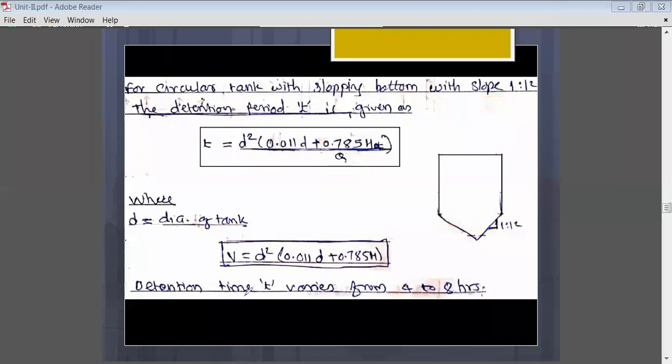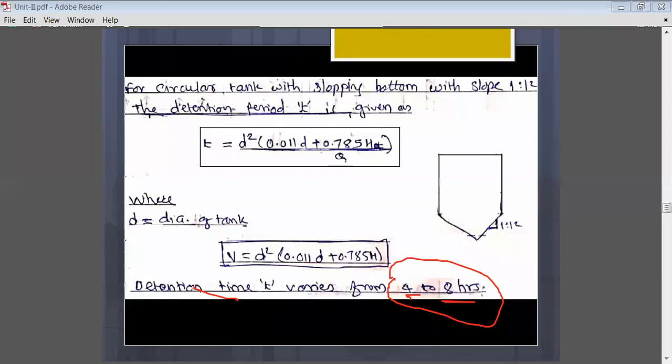The detention time t may vary from 4 hours to 8 hours depending upon the dimensions of the tank and the sediment load. This time is nothing but the detention time or detention period. It will vary from 4 to 8 hours.